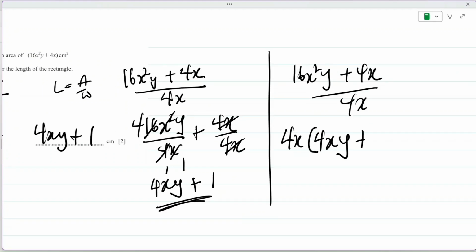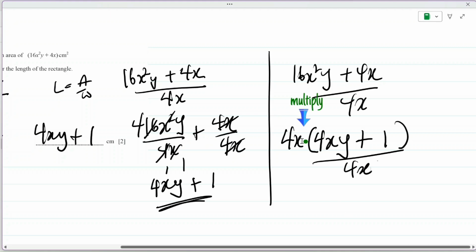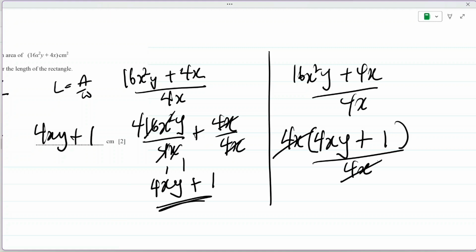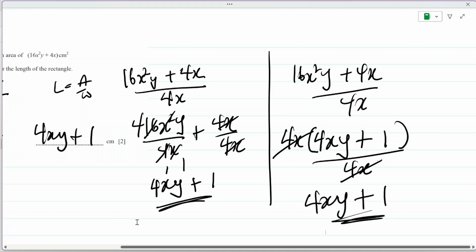Next, you have plus. The second term is 4x. 4 in 4 is 1. x in x is 1. So the result is still 1. You close your bracket over 4x. Now when you have it over 4x like this, linked by times, and the positive or the negative sign is in the bracket, you can divide without giving them their separate 4x, unlike when you have addition just linking them. So you have 4x cancels 4x. You'll be left with 4xy + 1. The same answer. Whichever technique works for a particular question, you apply.